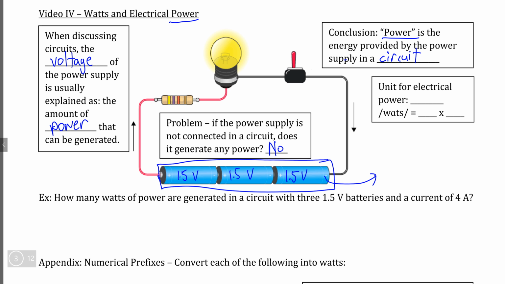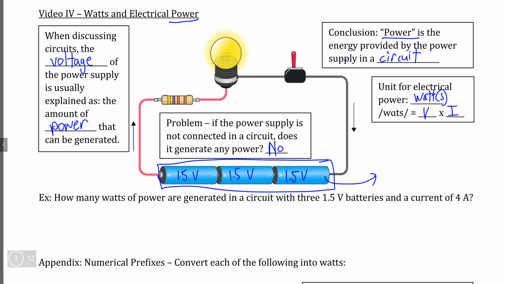Therefore, we can define electrical power as the voltage supplied by the power supply multiplied by the strength of the current that is created within the electrical circuit. And the unit that is given to voltage multiplied by current is the watt. Watts is the plural form, named after James Watt, the physicist that first described it.